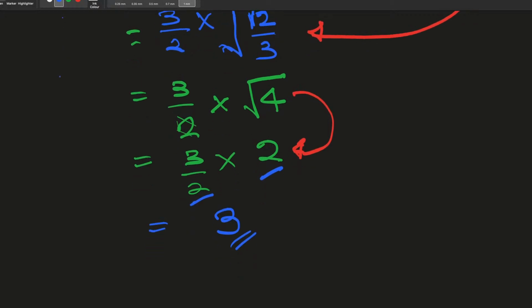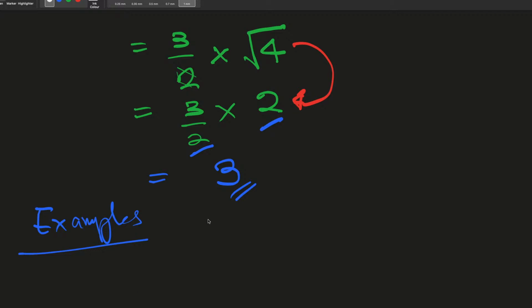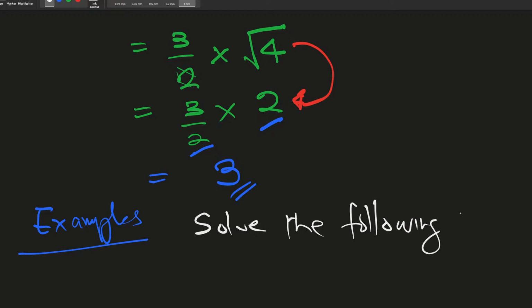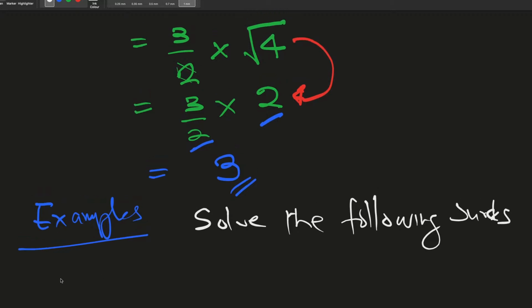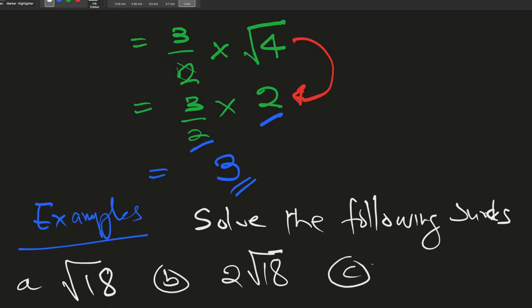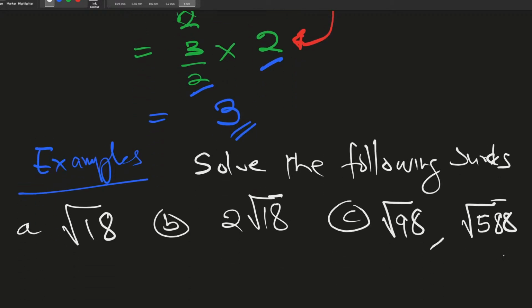Let's look at this example. Now, we say compute or simplify or solve the following. Solve the following surds. Okay, so let's look at what is asking us. The first one is A, surd of 18, and B, 2 surd of 18, and C, surd of 98, and the last part is surd of 588. So let's tackle them one by one.